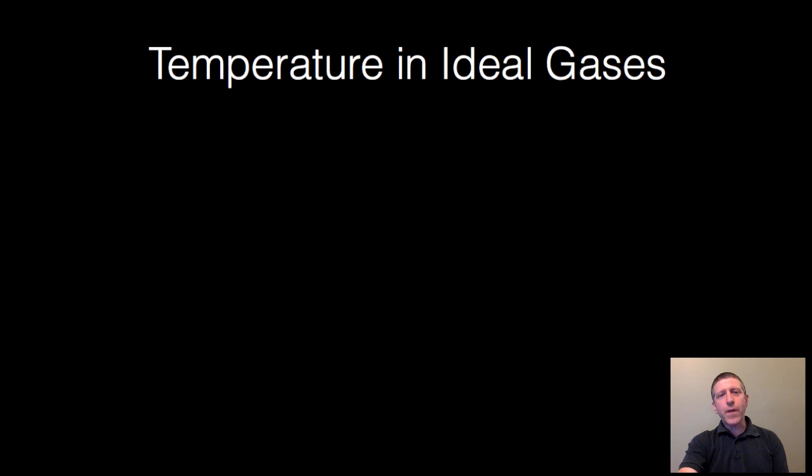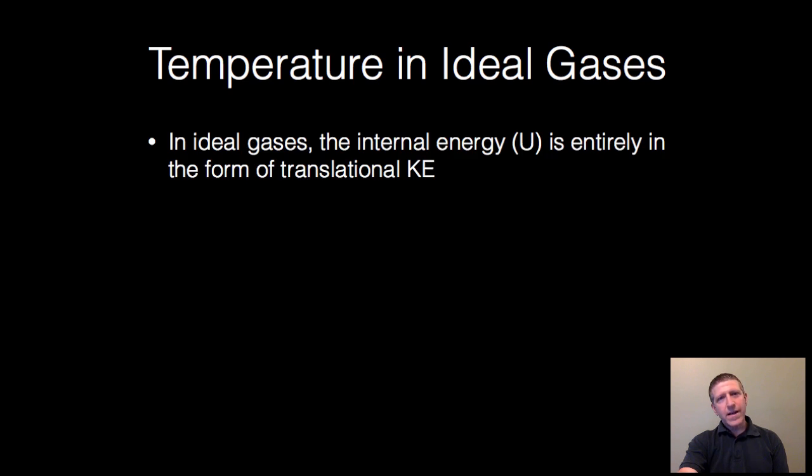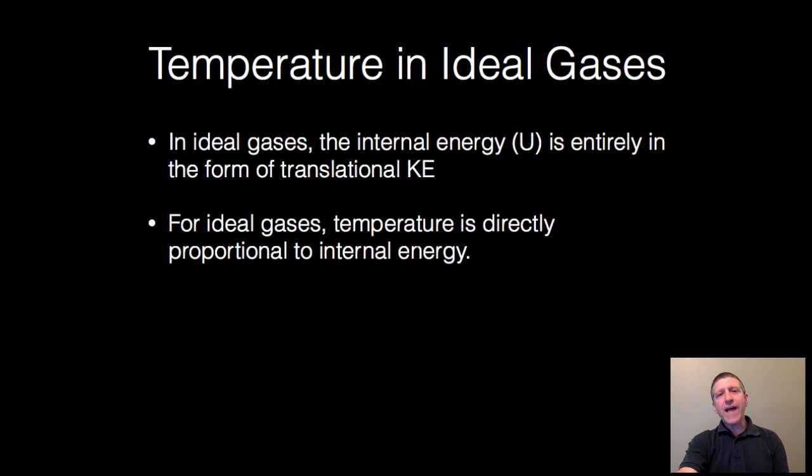Now we get to the fun part, which simplifies this whole thing a whole lot. Temperature in ideal gases. A lot simpler. In ideal gases, the internal energy, U, is entirely in the form of translational kinetic energy. Ideal gases, remember, are just point particles. So for ideal gases, temperature is directly proportional to internal energy. So if an ideal gas has a higher temperature, it's got a higher internal energy.